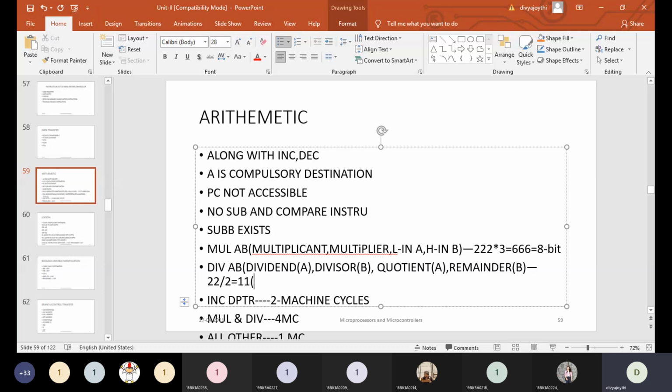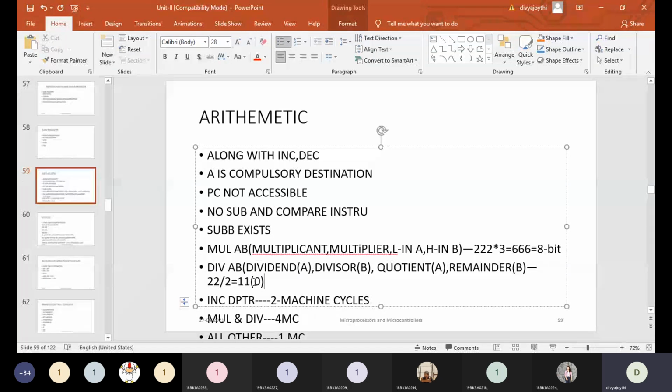And 11 and 0 we get. What is 11? We call 11 the quotient and 0 the remainder. Generally, we are not bothered about the remainder. When we ask what is the result of 22 by 2, we simply say 11. That means our concentration will be more on the quotient, but not on the remainder.